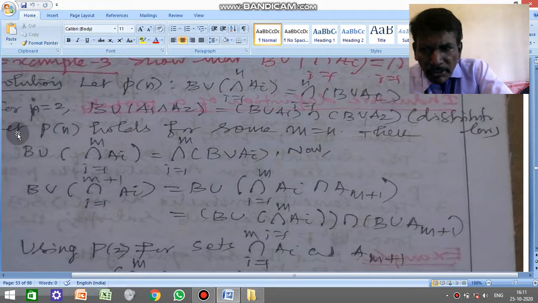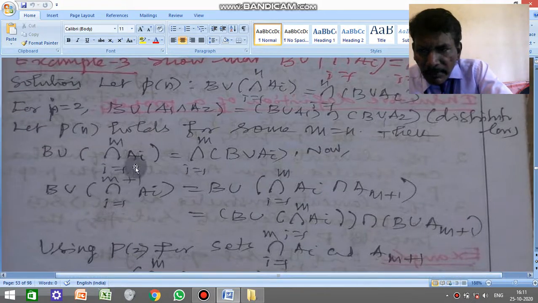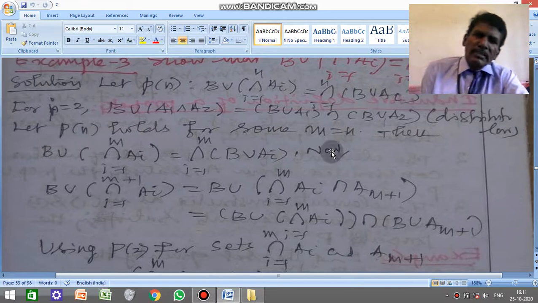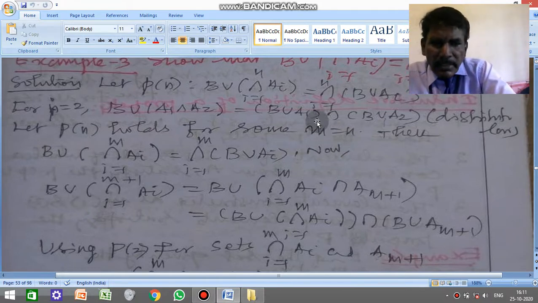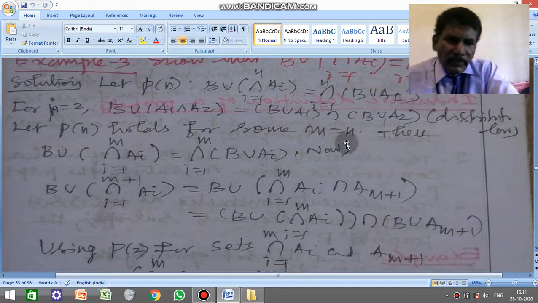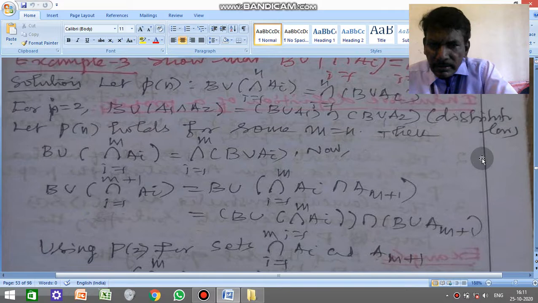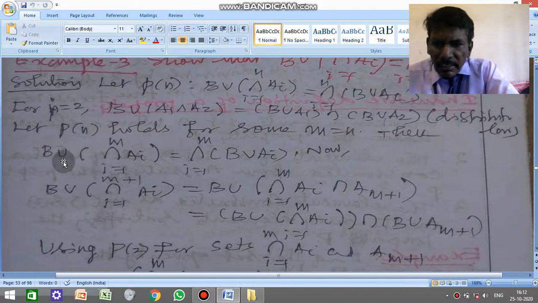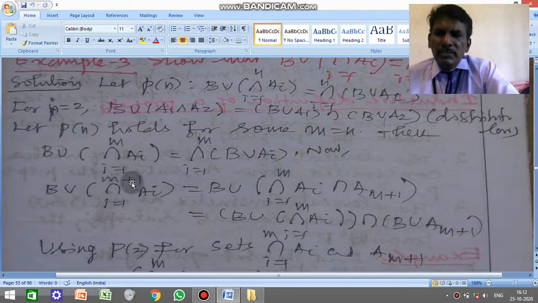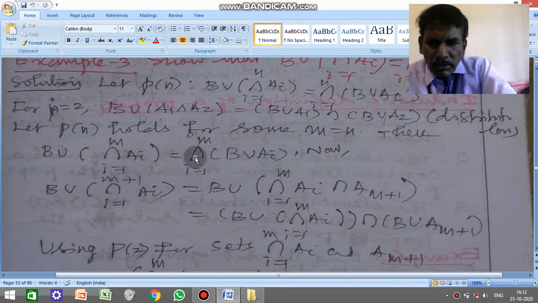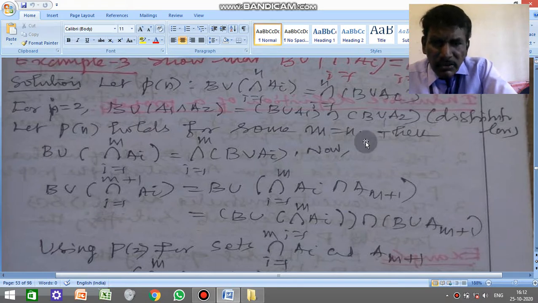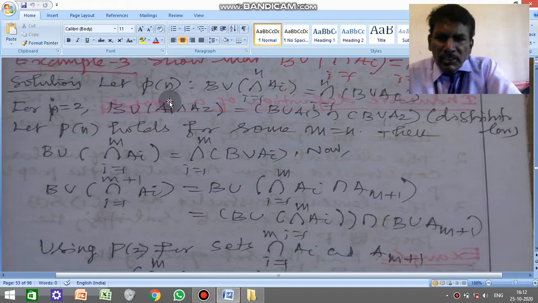Now we are assuming that P of n holds for some m belonging to N, that is, for some positive number m which equals n. Therefore what we have here is that B union intersection i tends to 1 to n Ai is equal to intersection i tends to 1 to m B union Ai, because for m equal to n, P of n is true. That's what we are assuming there. Therefore we accept that this particular statement is true.